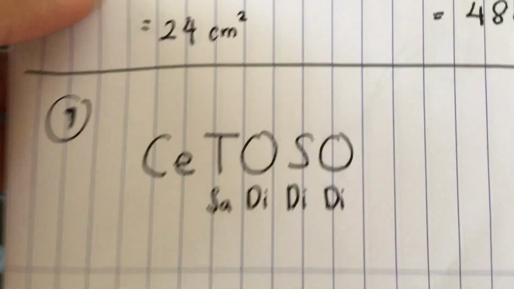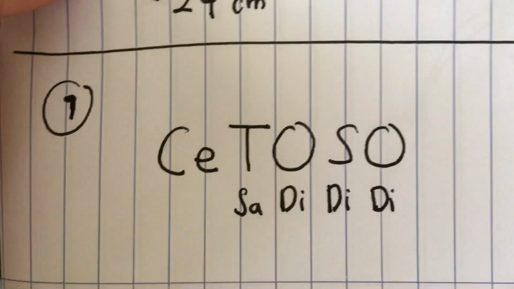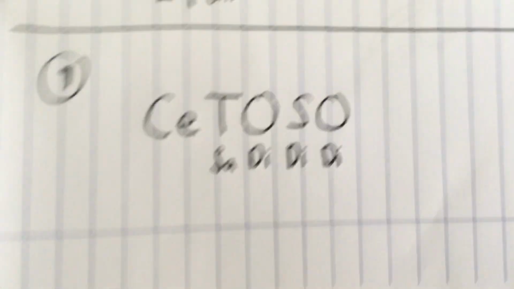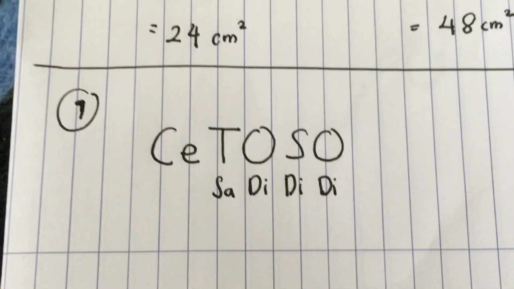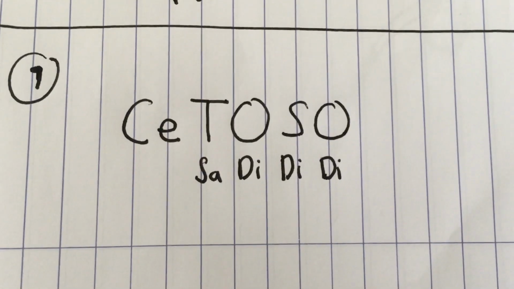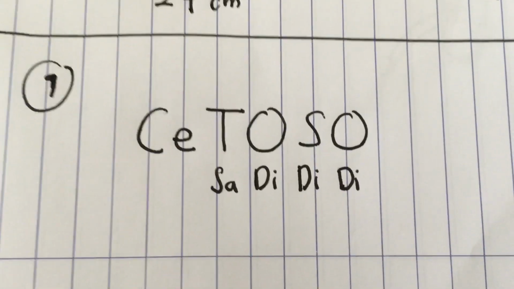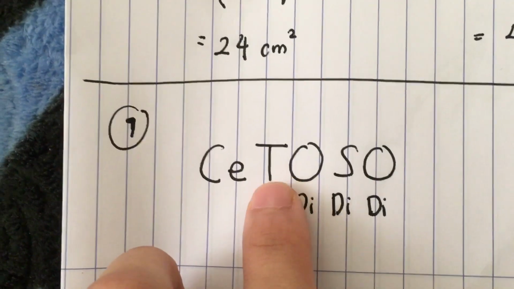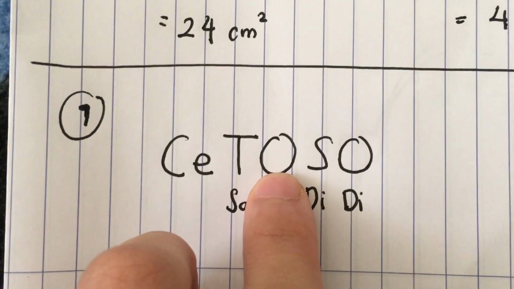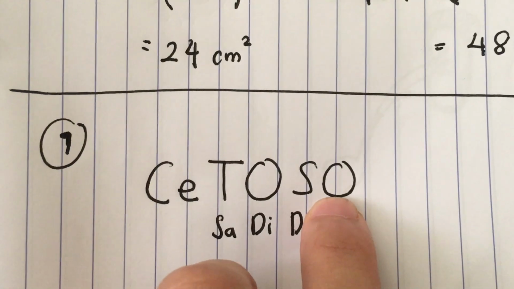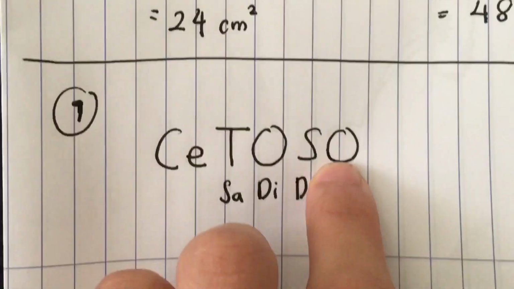Now, to help you memorize the arrangement, I have provided an acronym here: Cetoso Sadidi. Repeat after me. Cetoso Sadidi. Alright. C stands for cell. T stands for tissue. O stands for organ. S stands for system. O over here is for organism.